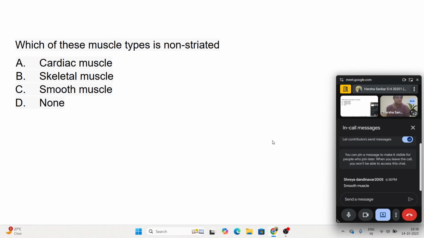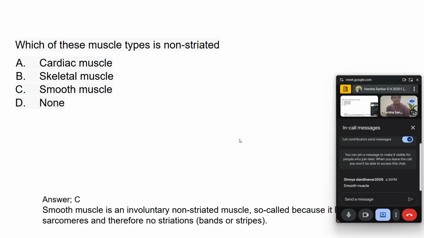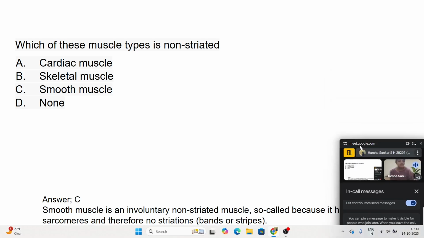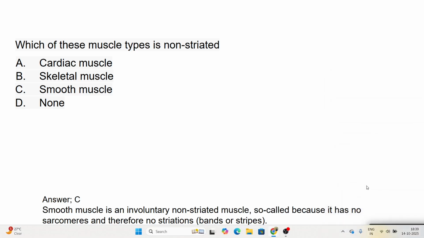Yes, the correct answer is smooth muscle only. Both cardiac muscle and skeletal muscle have striations, but smooth muscle doesn't have any striations, and they are also involuntary, right? Why does it have no striation? Because it has no sarcomeres and therefore no striation. The appearance of sarcomeres gives it a striated appearance.